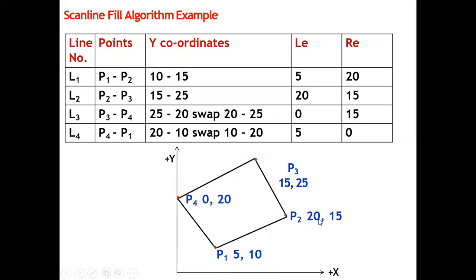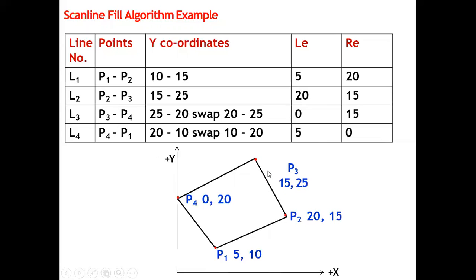So what I will do, I will see the left end point and right end point. Left end point is 20, right end point is 15. That means from 20 on the x-axis to 15 on the x-axis, right? So we have to fill. So 20 to 15, we have to color the polygon.